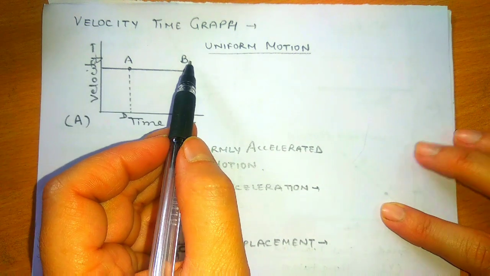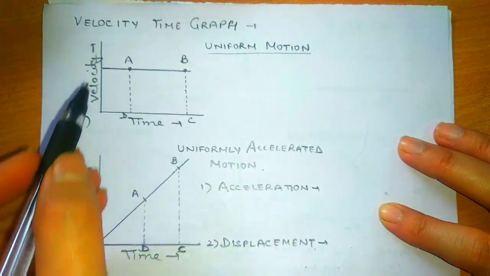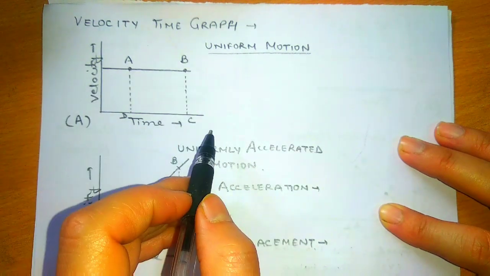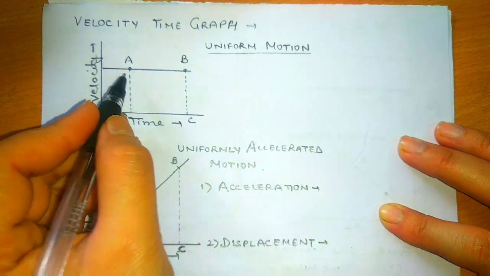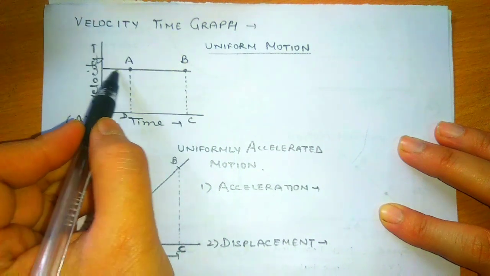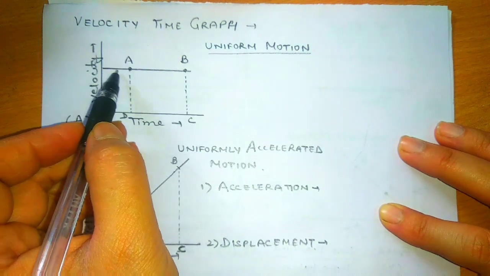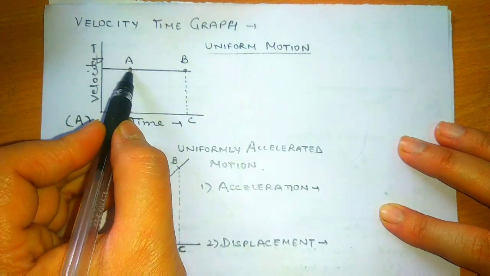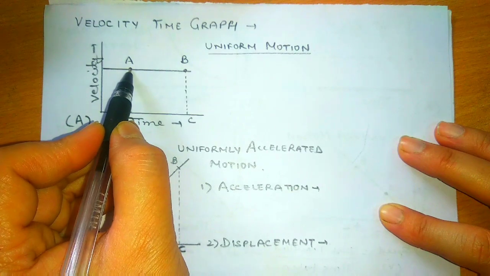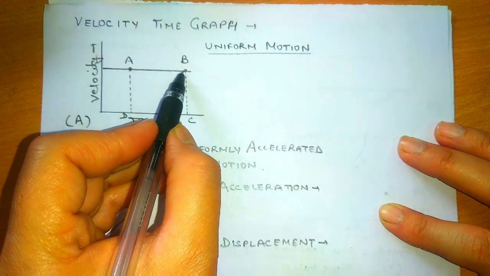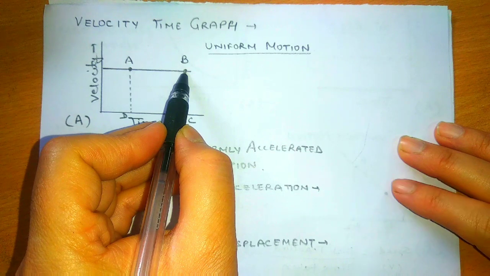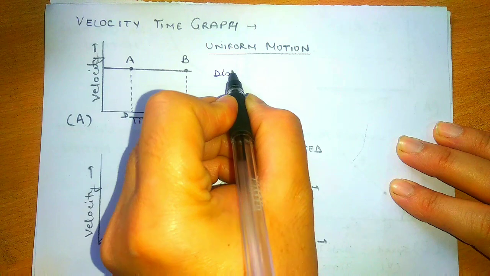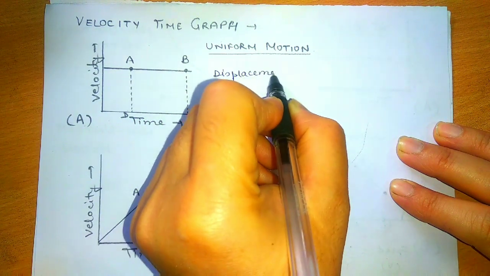Now when we talk about uniform motion, we get a velocity time graph as a straight line which is parallel to the time axis. It says that an object starts with a constant velocity, constant means uniform velocity, it does not change, only the time goes on increasing. So velocity remains the same. An object starts at this point with the same uniform velocity and reaches point B.